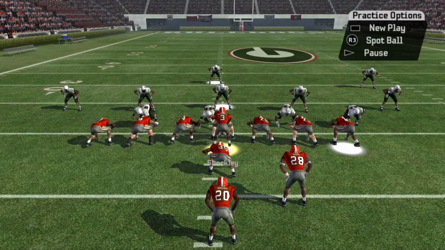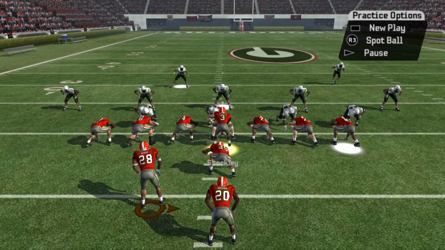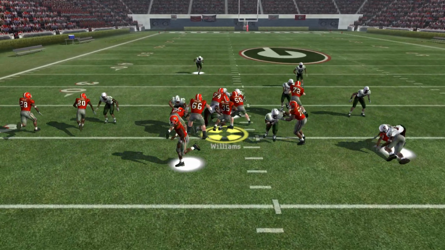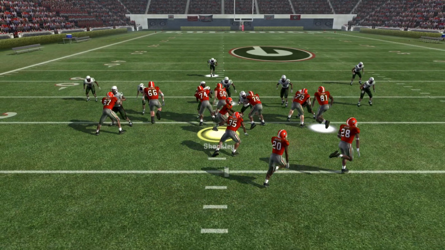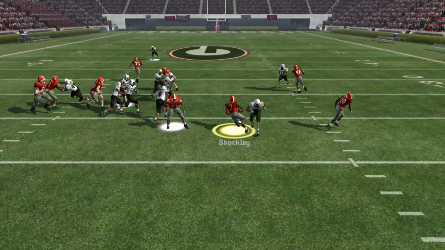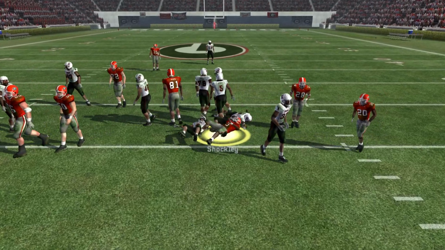We can try that again. They're shifting that way, so we're going to run to our left. I can motion this guy. Maybe it'll help. I saw that linebacker stay put, so I tried to hand it off. Let's try this. Just no blocking on that defender.